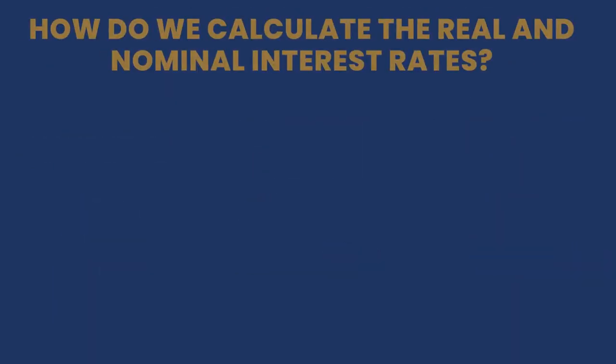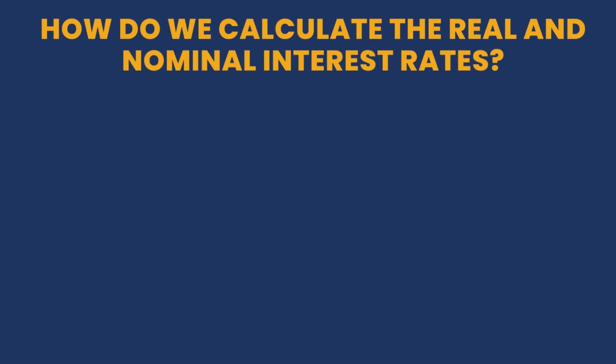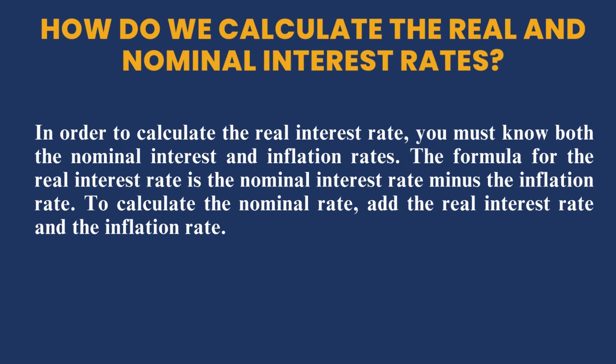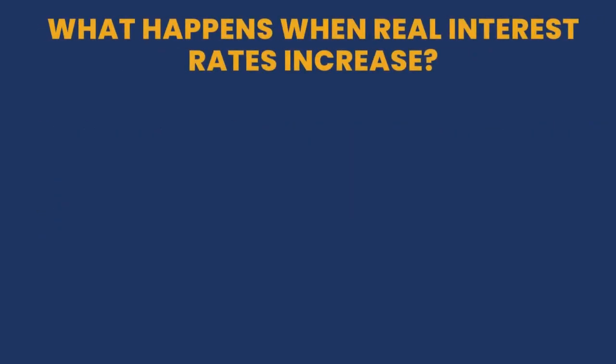So, it brings us to the question, how do we calculate the real and nominal interest rates? In order to calculate the real interest rate, you must know both the nominal interest and inflation rates. The formula for the real interest rate is the nominal interest rate minus the inflation rate. To calculate the nominal rate, add the real interest rate and the inflation rate.